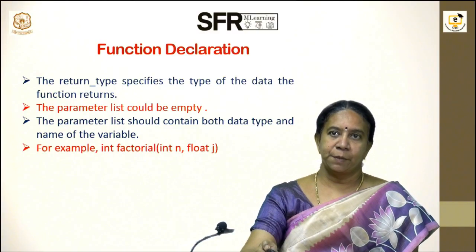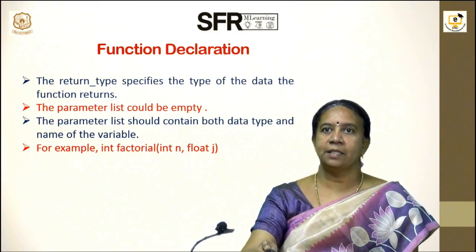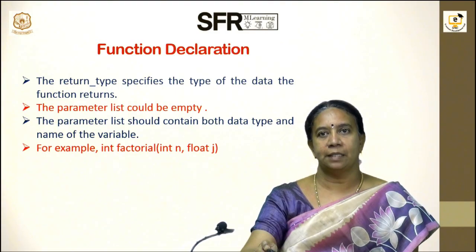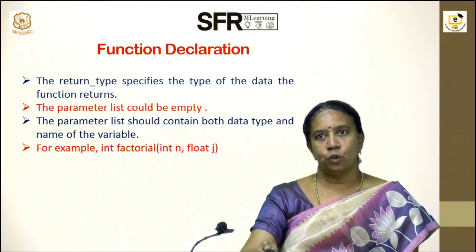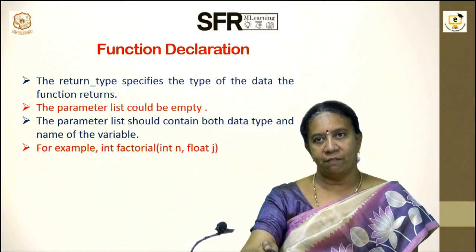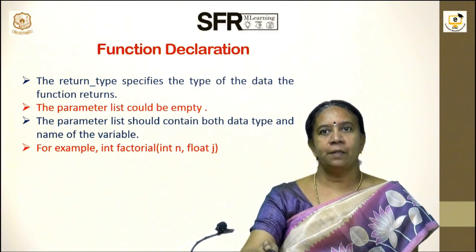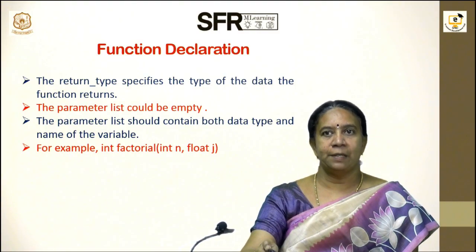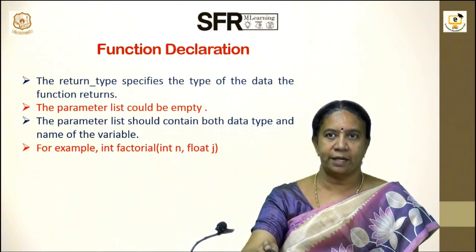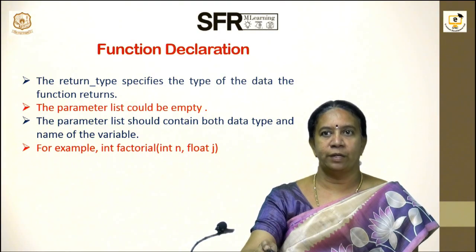The return type specifies the type of data the function returns, which is supported by C++. The parameter list could be empty or contain any number of parameters. The parameter list should contain both the data type and the name of each variable. For example, int factorial(int n, float j): the parameter n is of integer data type, and the parameter j is of float data type.